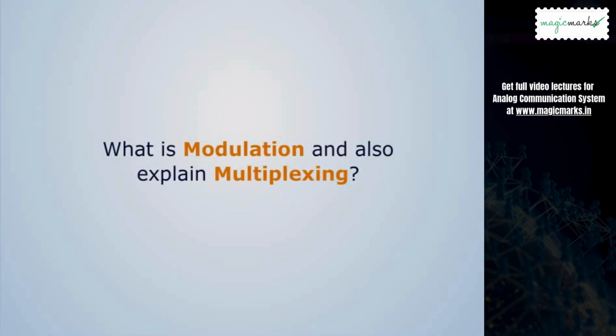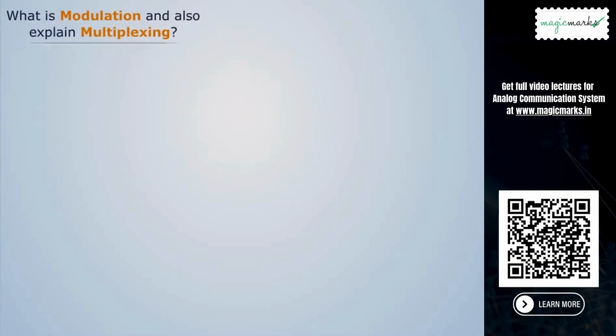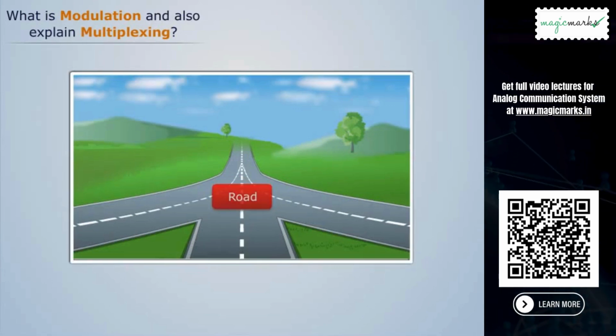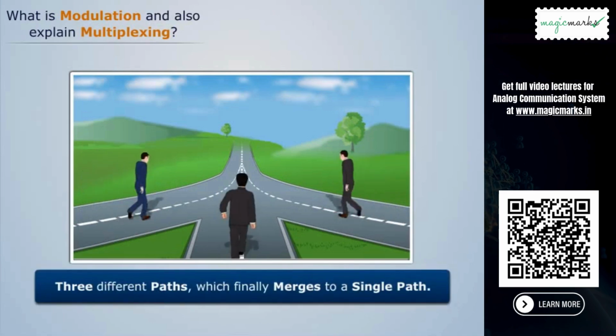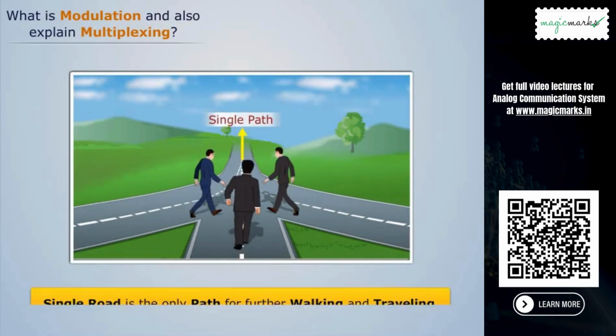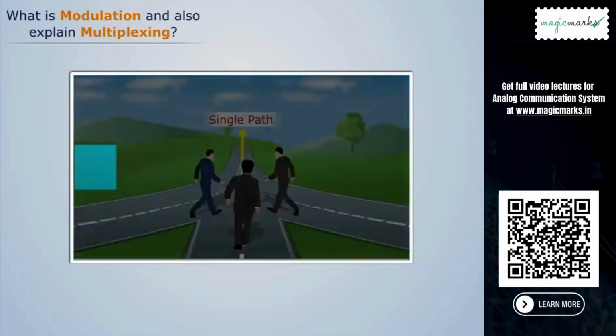What is modulation, and also explain multiplexing. Let's consider a road. 3 different people are following 3 different paths, which finally merge into a single path. This means the single road is the only path for further walking and traveling. The same process occurs in multiplexing.